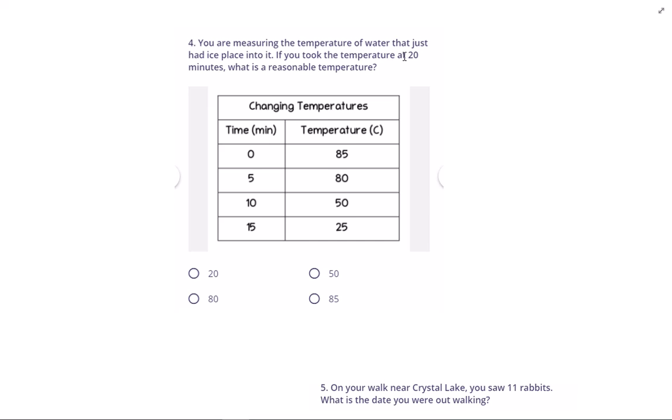If you took the temperature at 20 minutes, what is a reasonable temperature? Well, we've got 0, 5, 10, 15, 20. So 20 would be there. Now the trend that you've got here is as time goes on, the temperature is getting lower. So we would expect some number lower than 25. 20, that's possible. 50, no. 80, no. 85, no. This is the answer.